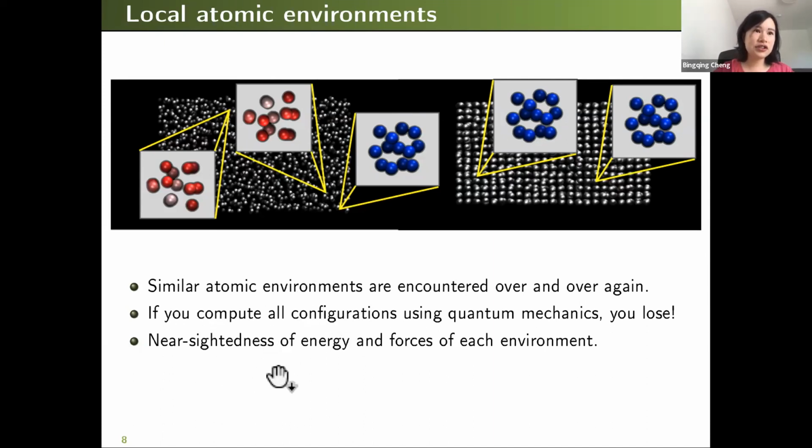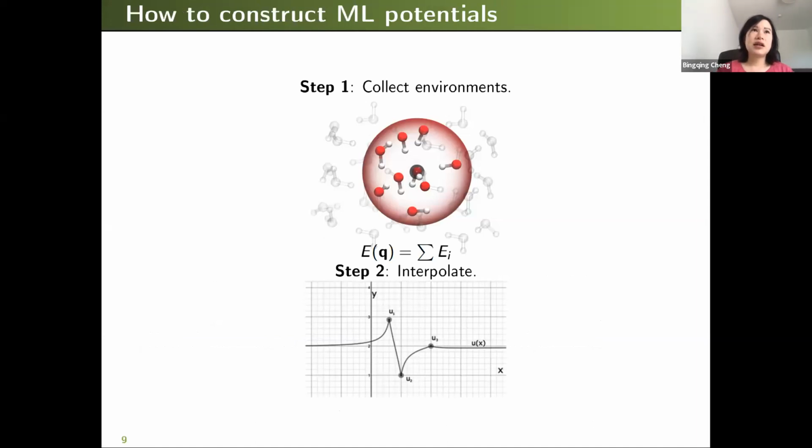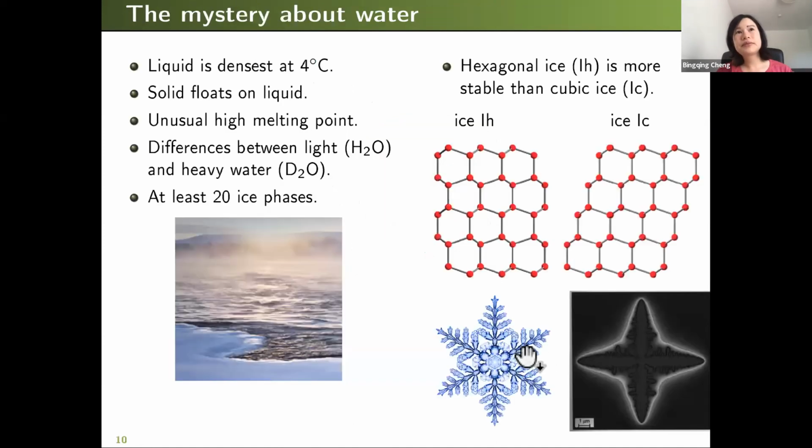Of course, this hinges on the nearsightedness of energy and forces of each environment. So to summarize, how do we construct a machine learning potential? It is basically a two-step procedure. First, we collect a whole bunch of atomic environments as diversely as possible. And the machine learning part is really a sophisticated way of interpolating between the environments that are in our training set. Okay, so with that, I would like to jump to some applications.